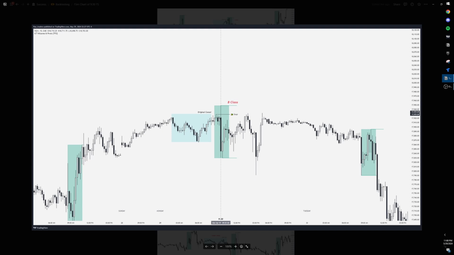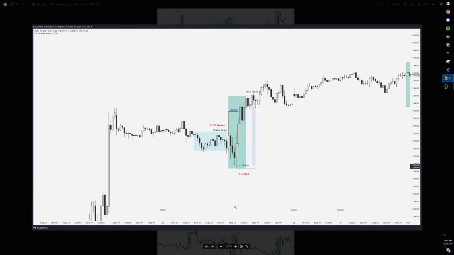This, we don't have really an expansion, just consolidation. 9:30 sweeps it, moves back down. Also another Monday. So obviously no news there. And if you wanted to go back and look at what days these happen, I'm sure that you can probably find some similarities in that too.